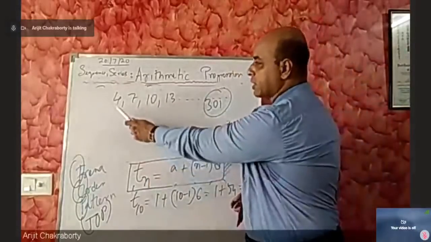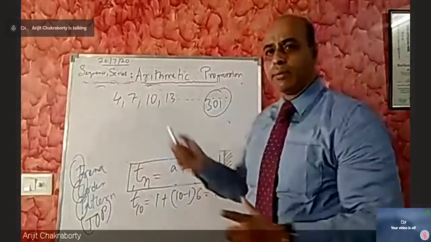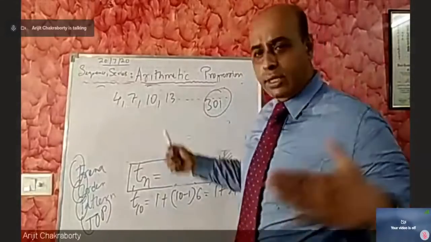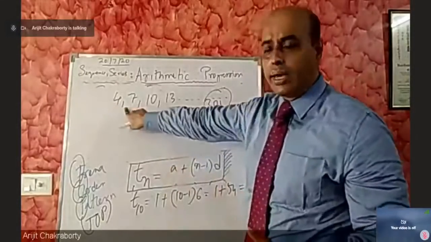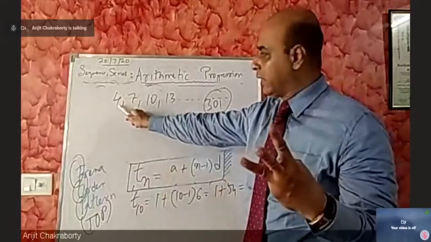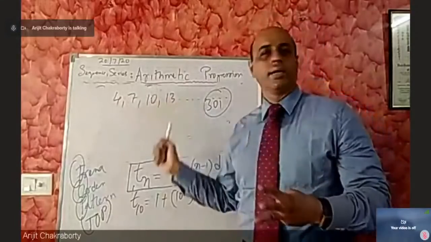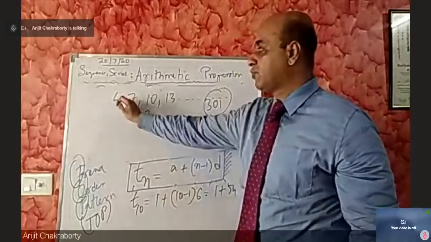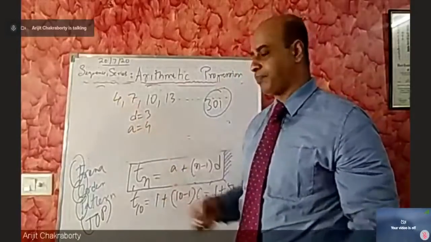Right? So the series is given: 4, 7, 10, 13. Please note it is like an arithmetic progression because it is increasing in an arithmetic way: 7 minus 4 is 3, 10 minus 7 is 3, 13 minus 10 is 3. That is, the common difference is 3, and the first term A is 4.